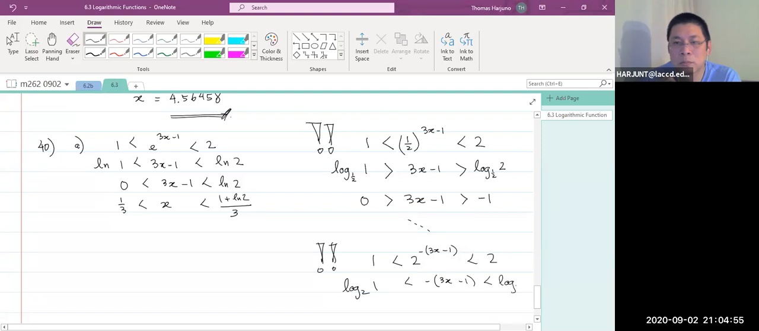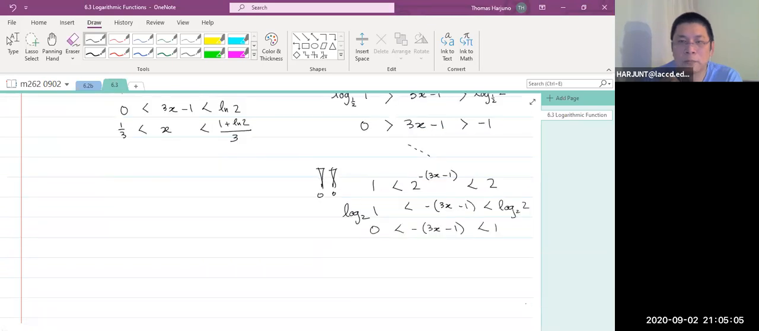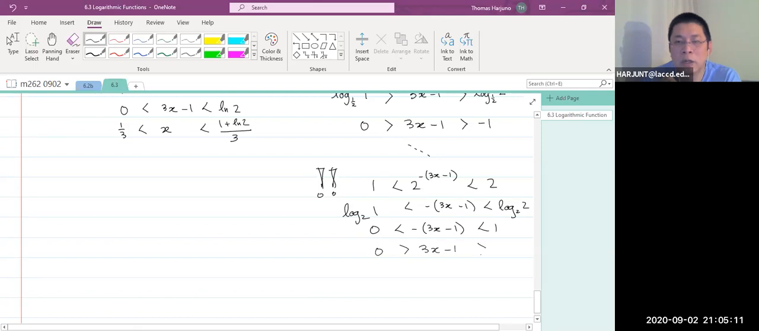This is 0. This is 1. Move the negative. This is where the inequality changes. Right? I hope that confirmed that. Yeah, you can solve it yourself there.